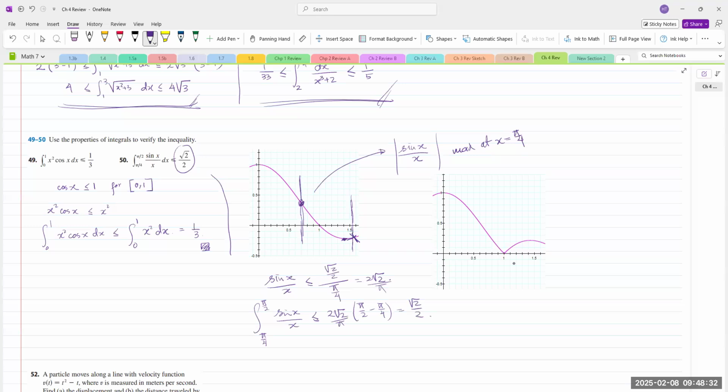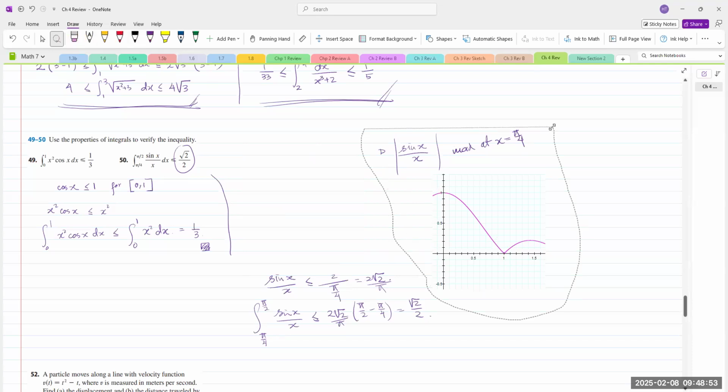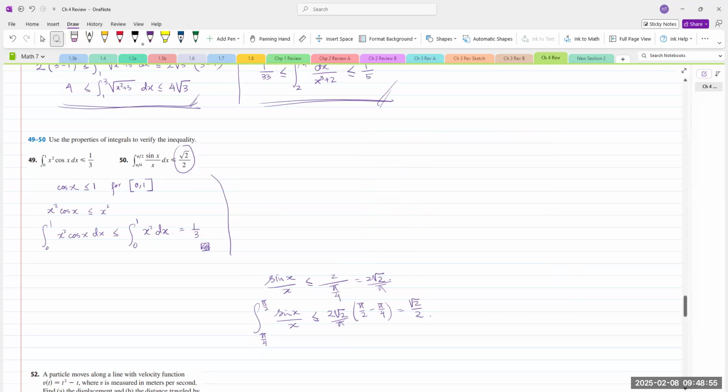But to say that the absolute value of sine x over x is maximum there, we need to do the first derivative and check the endpoints. Let's do it without the graphing calculator. At least now we already see that that's the case. I don't want to let this go. I still cannot let this go.